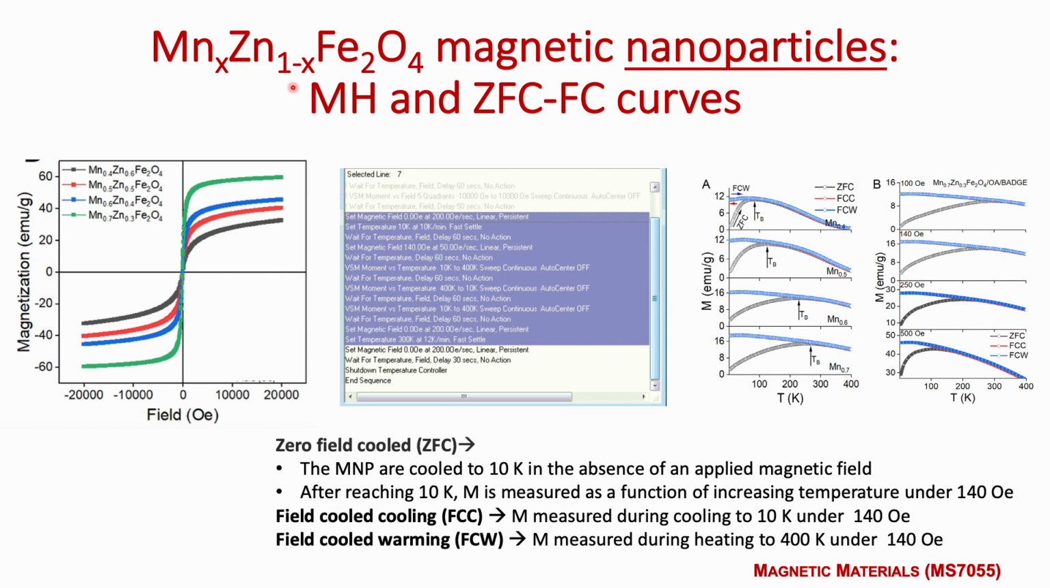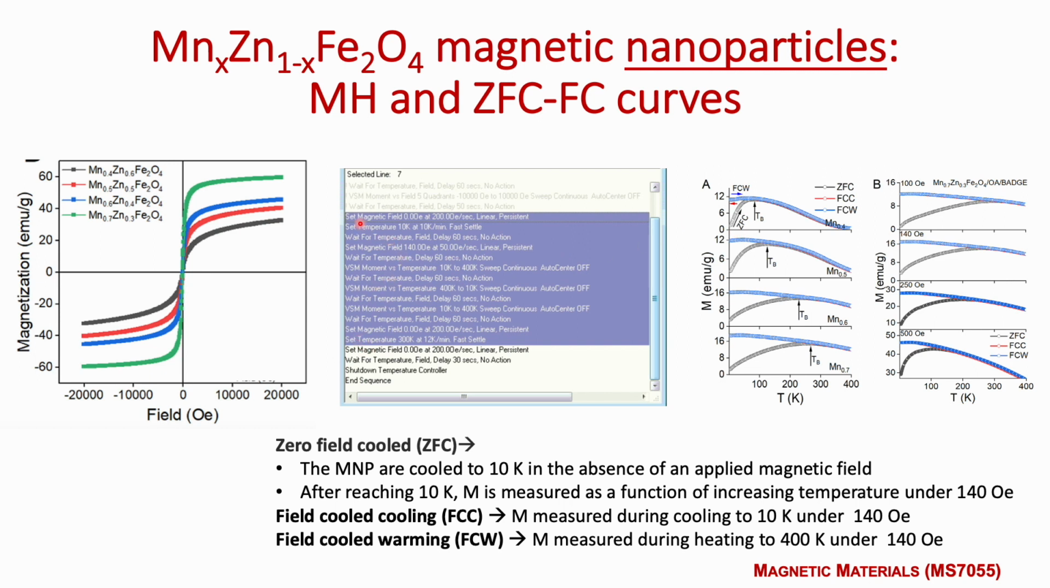So see the magnetic nanoparticles. Basically, they are superparamagnetic nanoparticles, and we measured the MH and ZFC curves for them. This is a simple MH loop, and you see its coercivity is close to 0, which is true for superparamagnetic nanoparticles. And this is the snapshot of the sequence. It's very important, because sometimes people get confused about how to write the sequence for ZFC, zero field cooled, field cool cooling, and field cool warming. What does that mean?